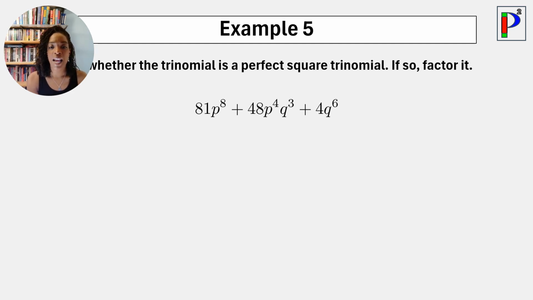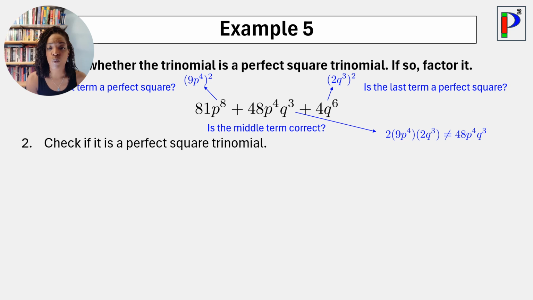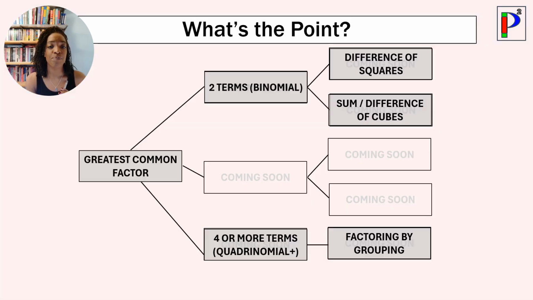I need to factor 81p^8 + 48p^4q^3 + 4q^6. No GCF here. I'm going to check my requirements for a perfect square trinomial. My first term looks great. My second term looks great. My third term, oh, no, not 48. It should be 36. So unfortunately, our middle term doesn't fit and we cannot use the perfect square trinomial method.